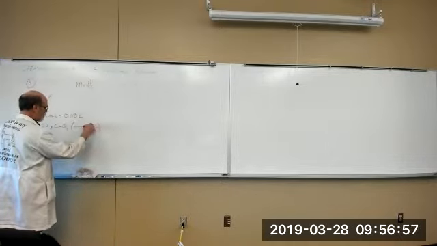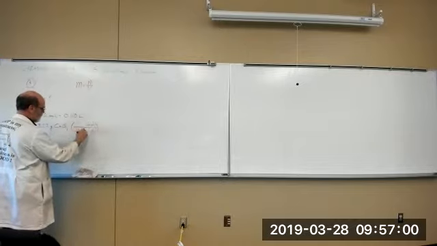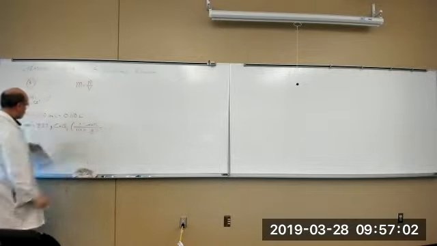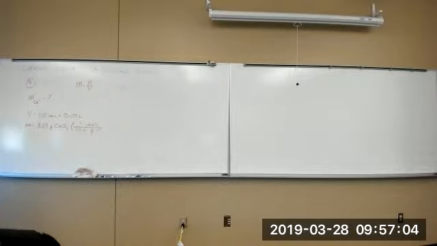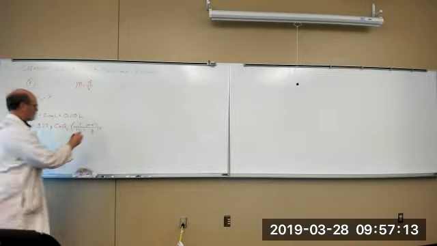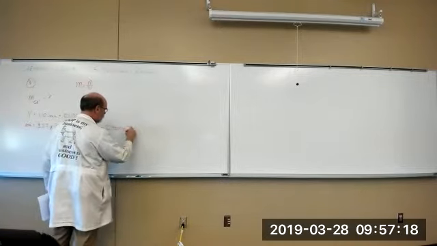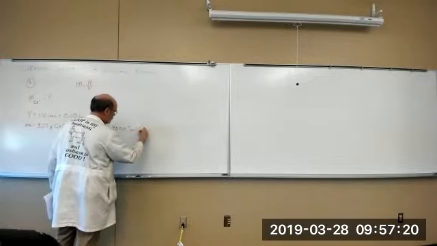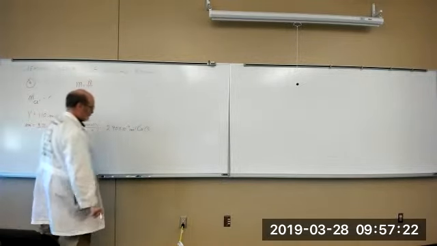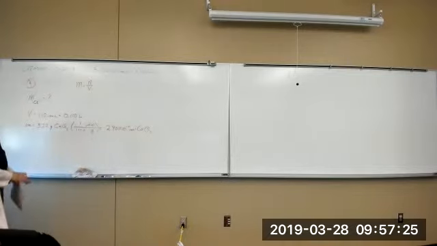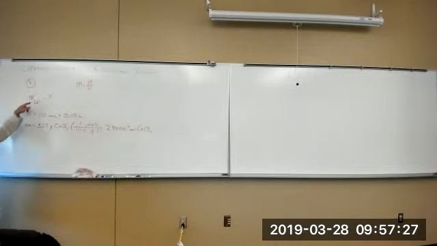Grams on the bottom, moles on the top. So 111 goes on the bottom, moles on the top. When we divide 3.22 by 111, I get 2.90 times 10 to the minus 2 moles of calcium chloride. Okay. But the question is molarity of chloride ion, right?